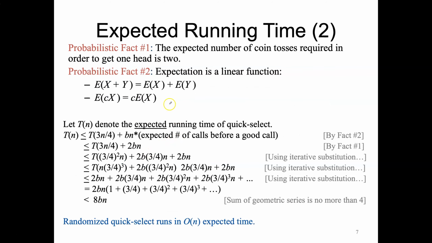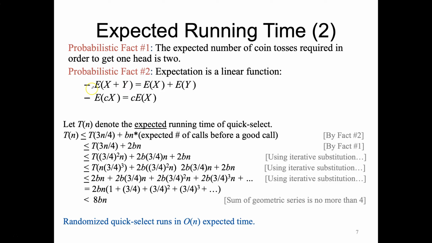In order to argue about the runtime, we're going to use two probabilistic facts. One is that the expected number of coin tosses required in order to get one head is 2. So if we flip a fair coin 10 times, we can expect that we would get heads 5 times, for example. And we'll use that expectation as a linear function. That just means that these two properties hold.